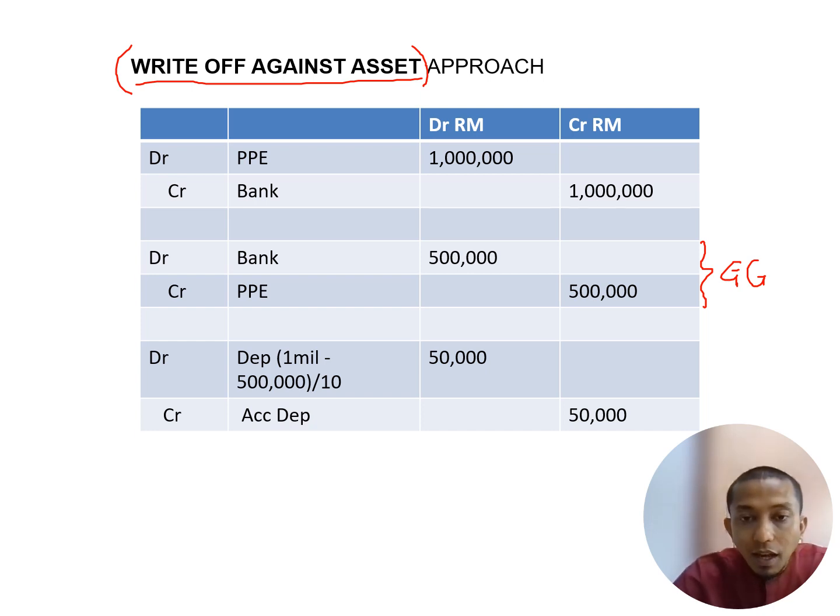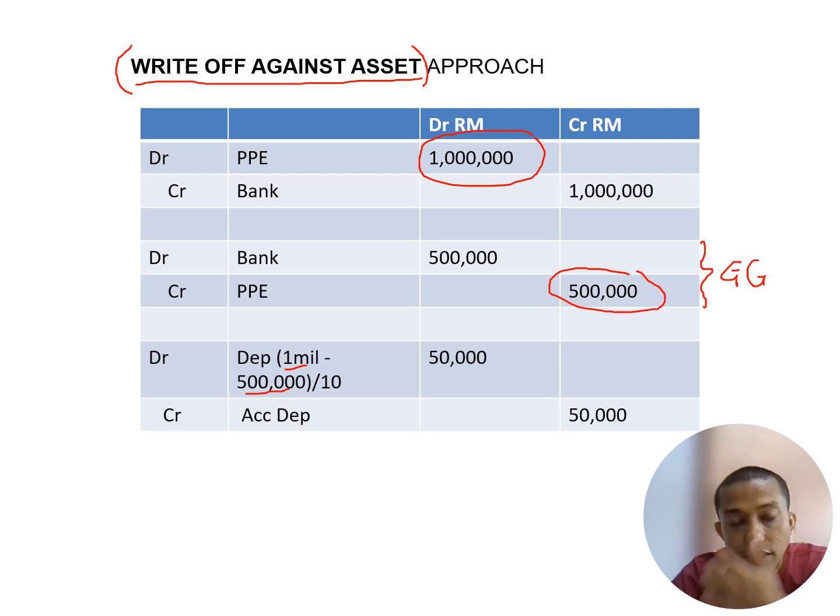So in other words, how much do we actually record for PPE? Our PPE balance will be 1 million less 500,000, so the balance that we recognize is only 500,000. So in order for us to do depreciation, 1 million less 500,000 is 500,000, divided by 10 years for depreciation. Under the writing off against asset method, depreciation is calculated based on the cost after minus the grant amount. Again, I repeat: under the writing off against asset method, depreciation will be calculated based on the cost after minus the grant amount. So we have debit depreciation, credit accumulated depreciation.